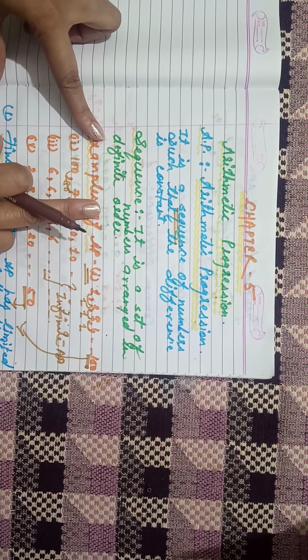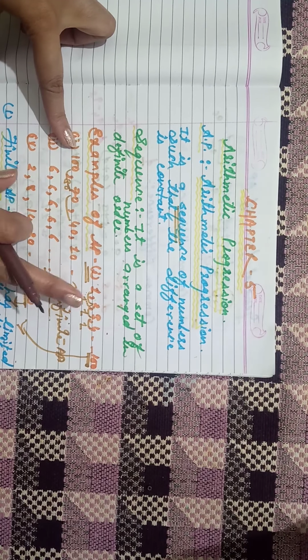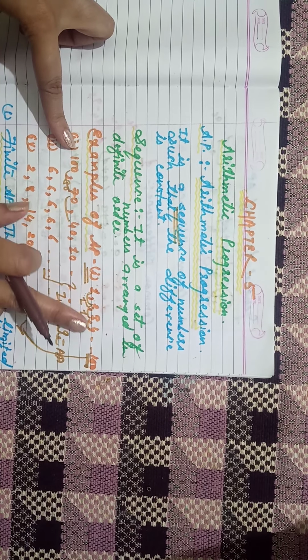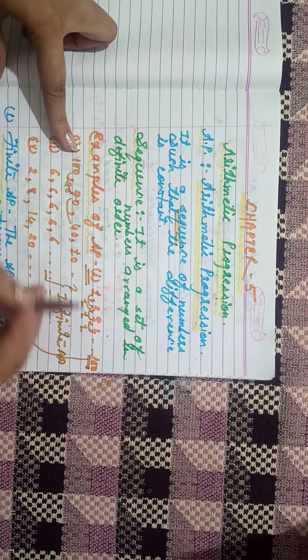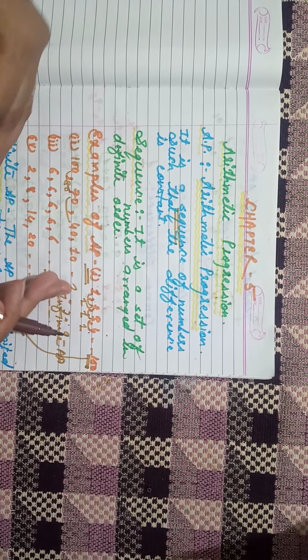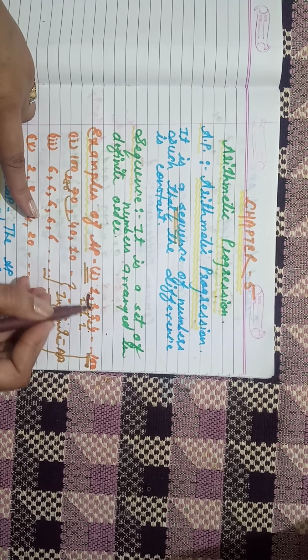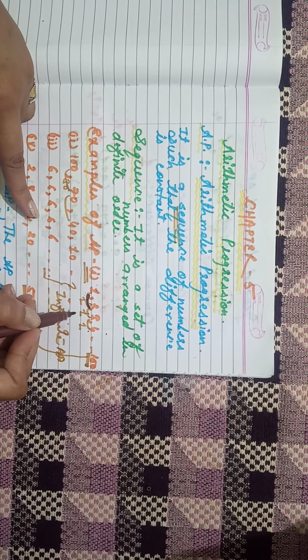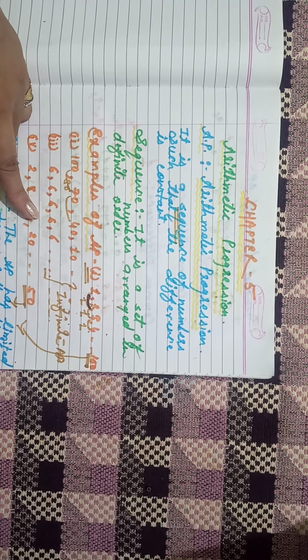Which type of definite order? Let's consider some examples of AP. Let us continue our counting 1, 2, 3, 4 up to 100. Here is the definite order between the numbers: 1, then 2, then 3 and 4. The gap between 1 and 2 is 1, 2 and 3 is also 1, 3 and 4 is 1. That means the difference is constant.